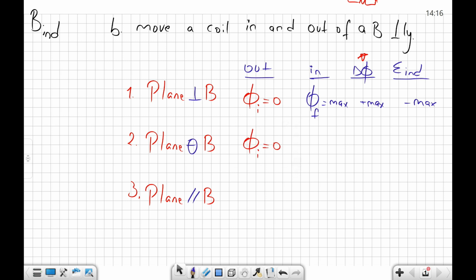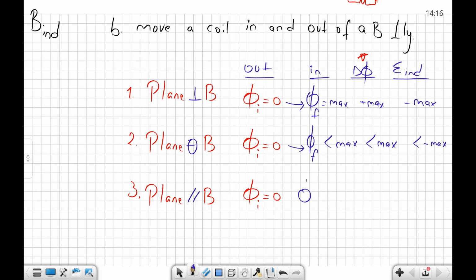In all of them, the initial flux is 0 because in all of them it is out of the field. The final flux here becomes less than maximum. But do I still have a change? Yes, I do still have a change, but the change is less than maximum. So this will also be less than maximum.